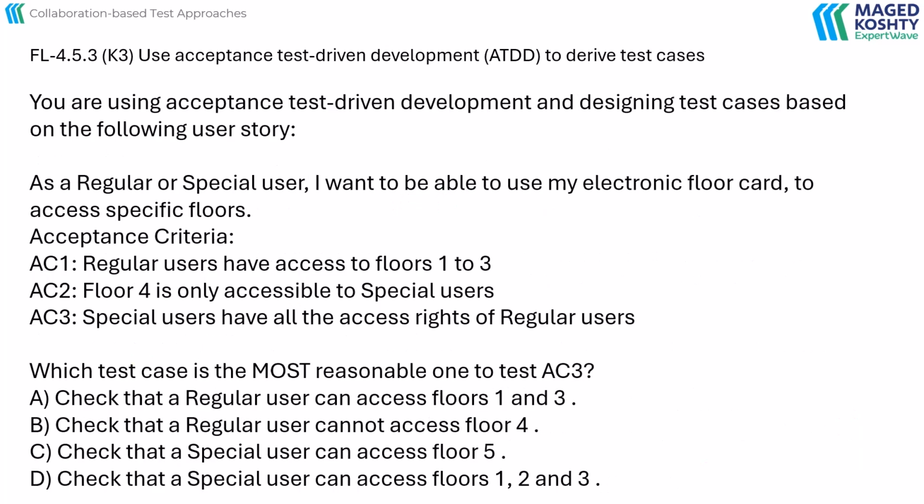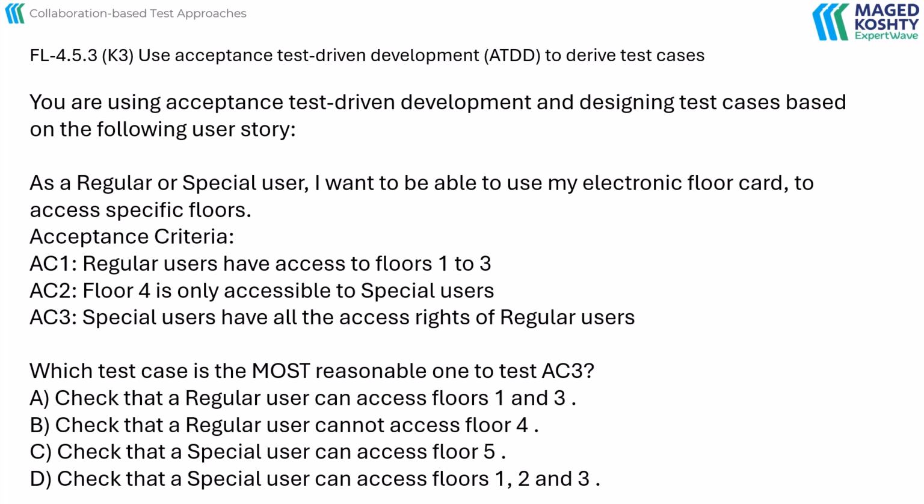Third question. You are using acceptance test-driven development and designing test cases based on the following user story. As a regular or special user, I want to be able to use my electronic floor card to access specific floors. Acceptance criteria. AC1. Regular users have access to floors 1 to 3, that means 1, 2, and 3. AC2. Floor 4 is only accessible to special users. AC3. Special users have all the access rights of regular users.